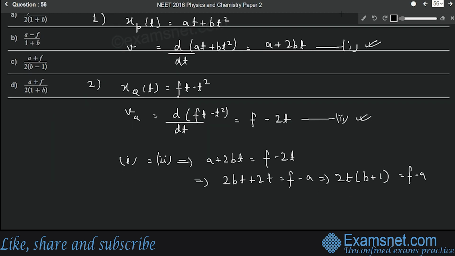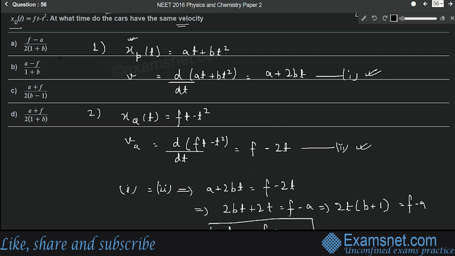So what will be the value of t? t will be equal to f minus a upon 2(b plus 1). Okay, so this is the required time. So let's see which option is the correct one. f minus a upon 2(b plus 1). Which option? Option number A. f minus a upon 2(1 plus b) or (b plus 1). So option A will be the correct answer.